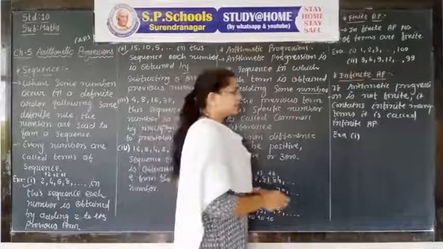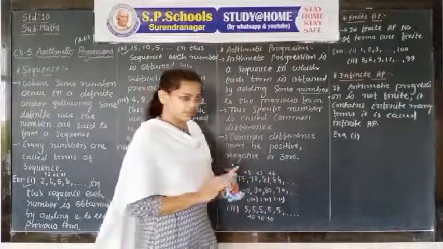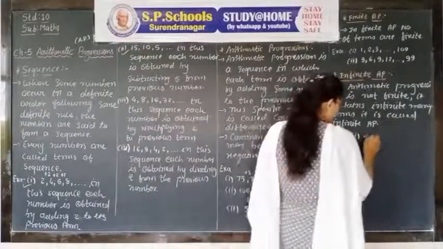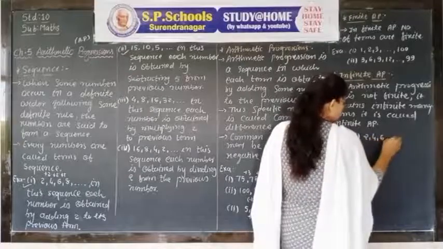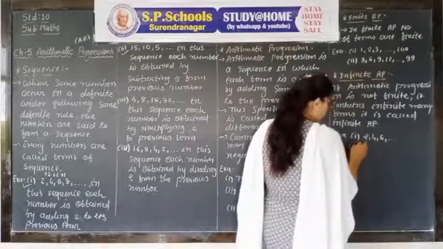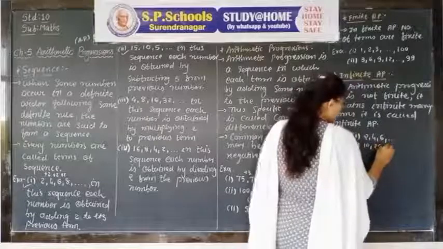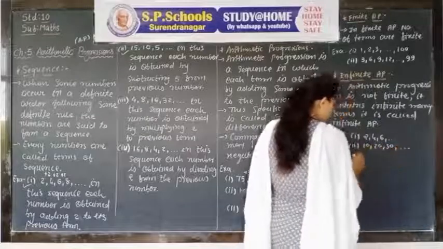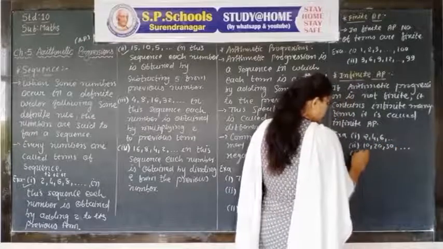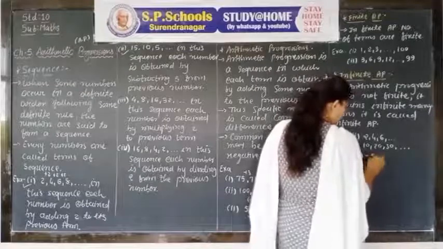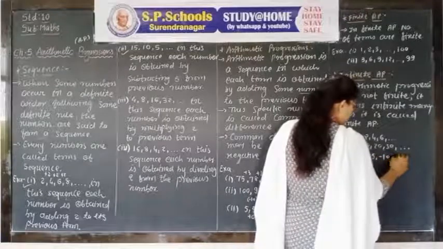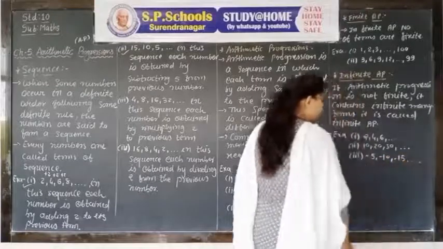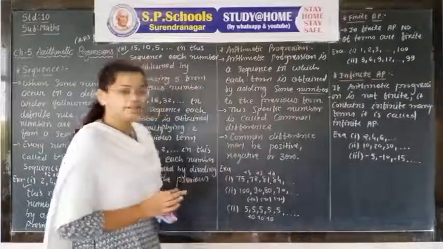For the infinite AP, the last term is not defined. Suppose 2, 4, 6 up to infinite. The second example is 10, 20, 30 up to infinite. The third example is minus 5, minus 10, minus 15 up to infinite. They are called infinite AP.